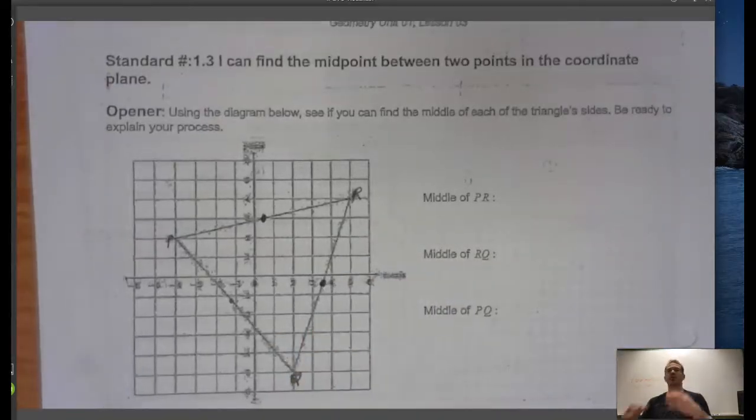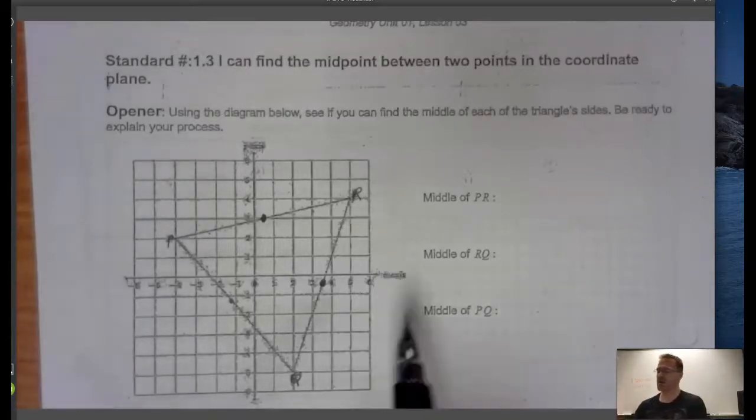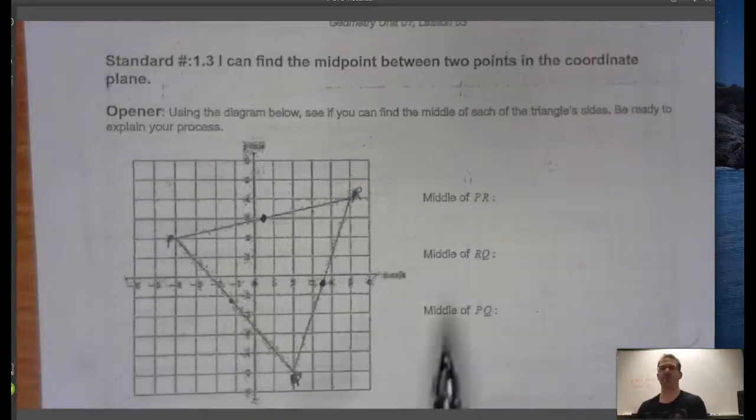So that's really what midpoint is. It's finding the middle of that horizontal change and the middle of the vertical change. And like I said, this was just to get you thinking. So if you don't have those exact points, that's fine.